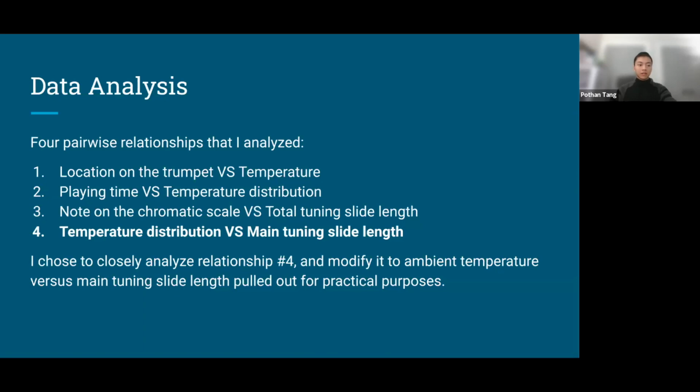After all the data collection, what relationships did I investigate in the data analysis process? I investigated the location on the trumpet versus the temperature, the playing time versus temperature distribution, the notes on the chromatic scale versus the total tuning slide length, and finally the temperature distribution versus the main tuning slide length. Since the measurement of ambient temperature was most practical to a trumpet player, and it had a clear relationship with the main tuning slide length put out, I chose to precisely quantify this relationship using regression analysis.